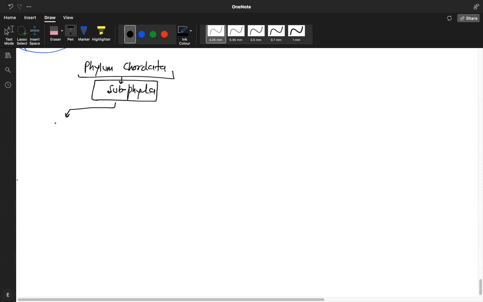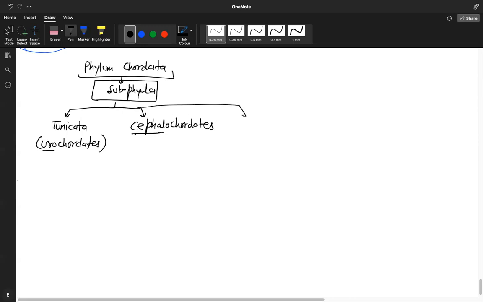So one is called tunicates. Tunicata or tunicates. They are also in some books referred to as urochordates. I'll tell you why they are called urochordates later on, but tunicates you should remember. And the second is called cephalochordates. So uro, cephalo, these are the prefixes before chordates. Just remember that. And the third is the vertebrates, right?